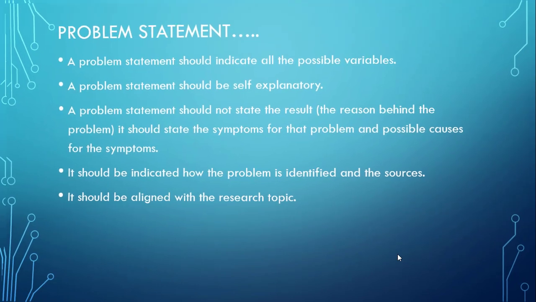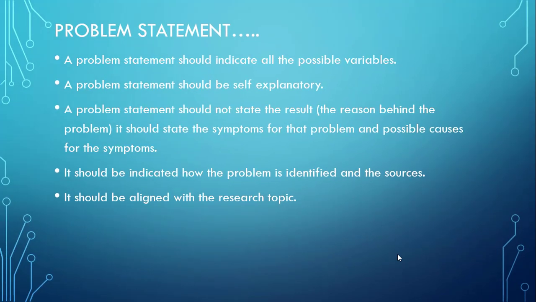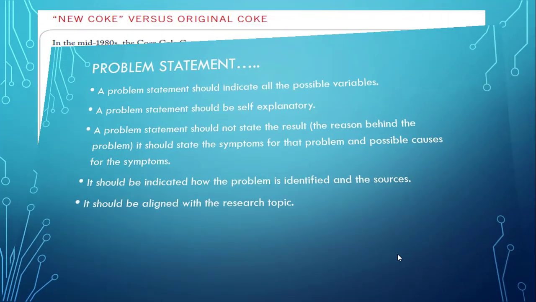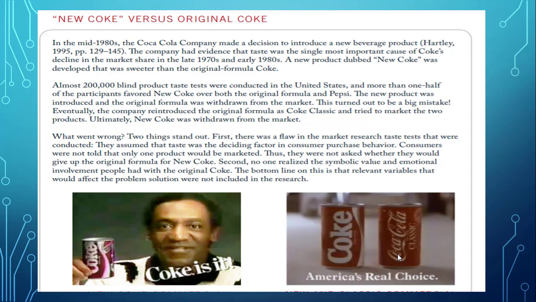If you remember the previous discussion, we said that in the statement of the problem, you should indicate all the possible variables. But Coca-Cola took only one factor, one variable, as the main indicator, but it's not just taste that matters. We have other variables that need to be considered, such as package, brand, and so on. So you should come up with the possible variables before designing your statement of the problem.